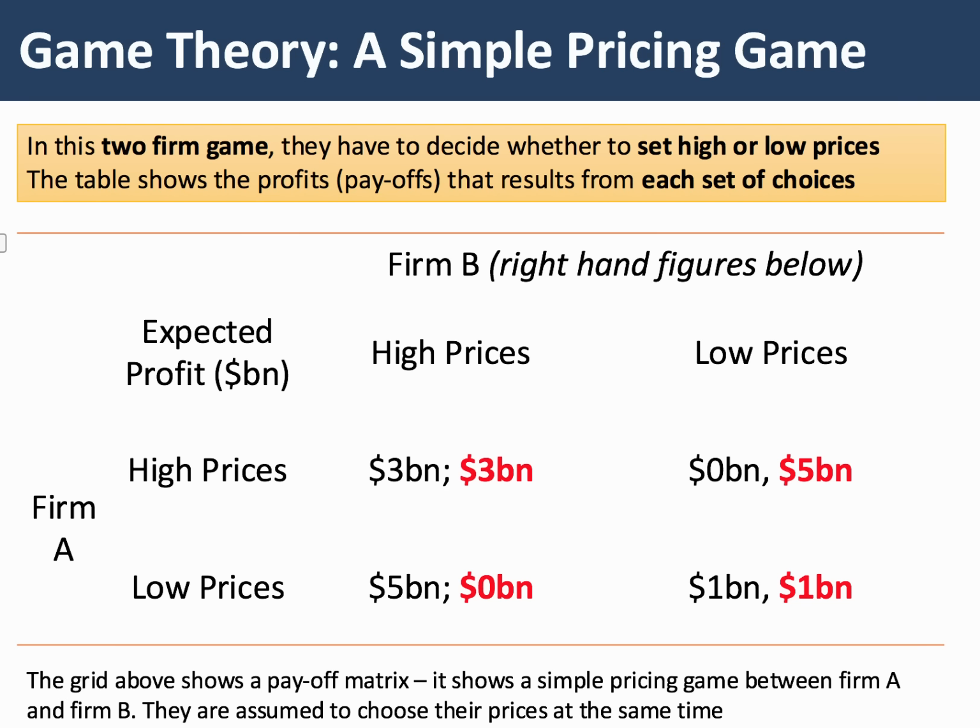Again, here, the incentive for the firm realistically is to set a low price. Because, for example, if firm A goes for low prices and firm B goes for high, then firm A will make $5 billion and firm B will make no profit at all. And likewise, if firm A sets a high price and firm B sets a low price. So the instinctive reaction of firms, the rational response, if you like, is to set low prices. They both make $1 billion.